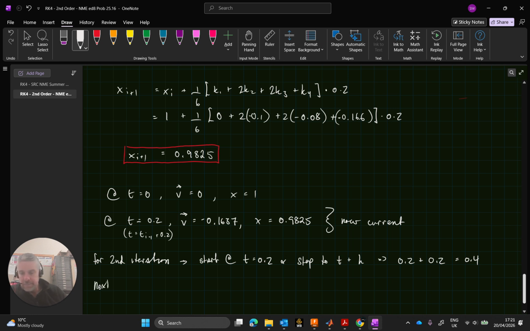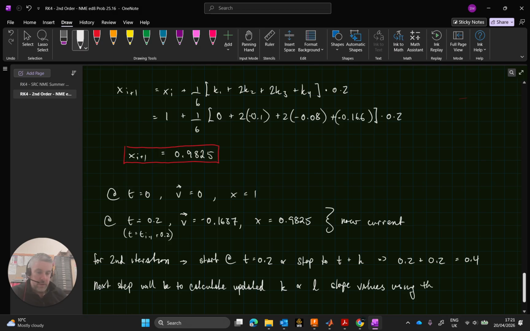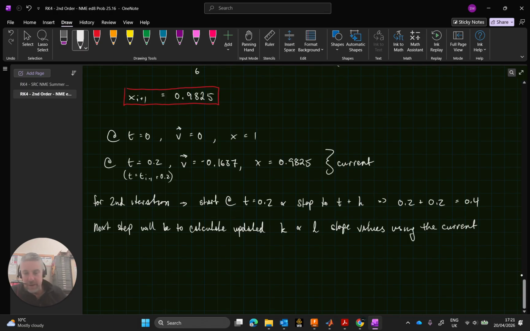So the next step will be to calculate updated K and L slope values using the current, it's just current, using the current independent and dependent variable values.